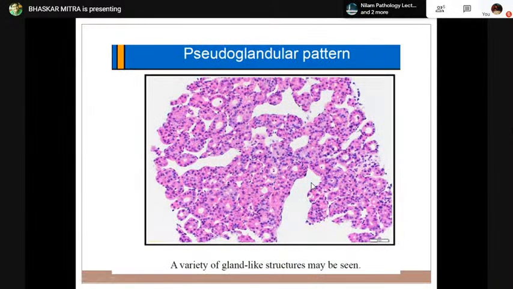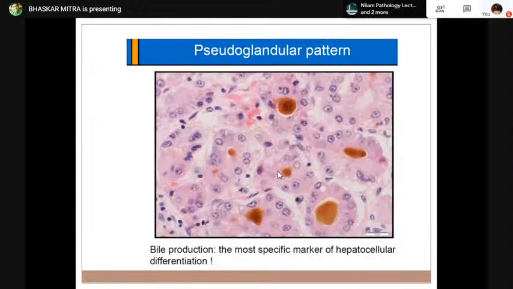Now, this is a pseudoglandular pattern. Here, see the ill-formed glands here and there, everywhere, acinar formation, a variety of gland-like structures. This is a pseudoglandular pattern. Again, the reticulin framework network lost, pseudoglandular with presence of bile. So again, a specific marker for the hepatocellular differentiation.